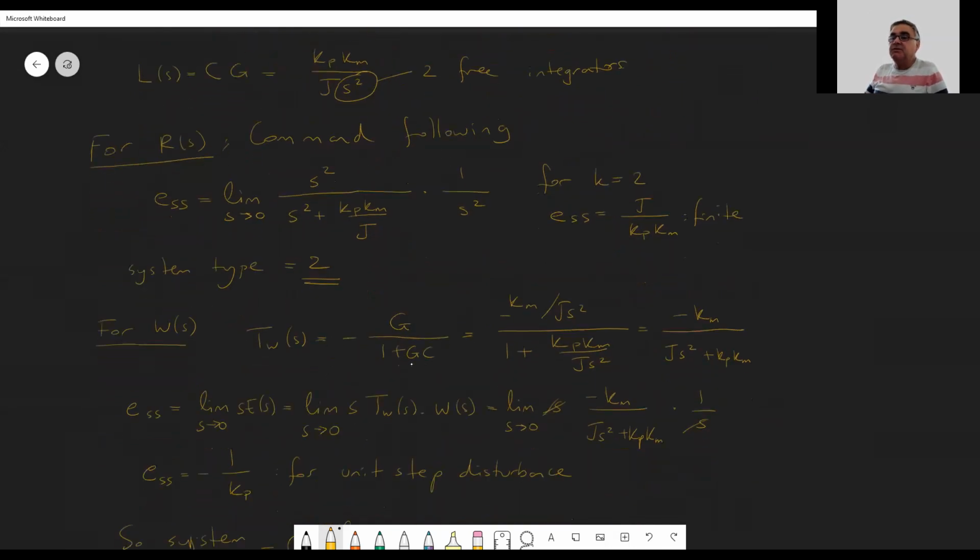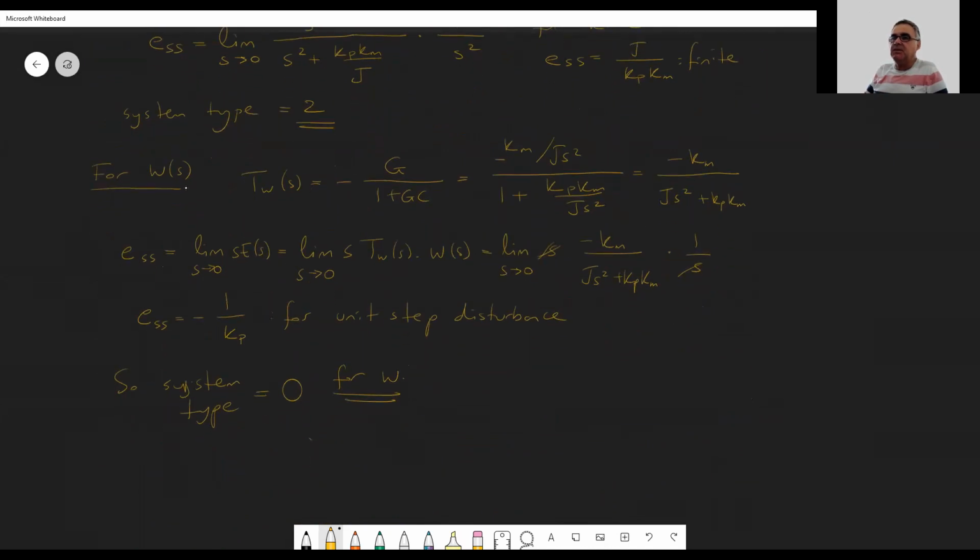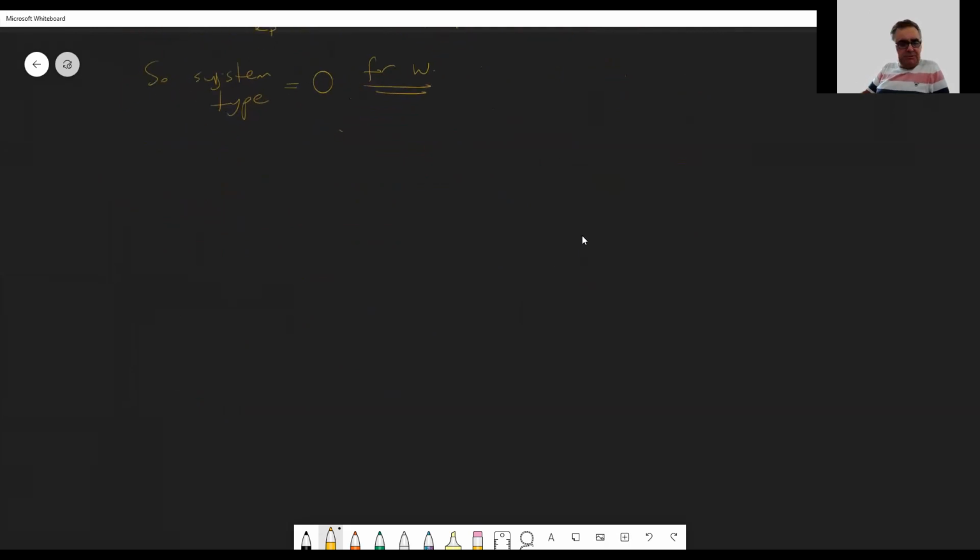But on the other hand, if you try to find the steady state error and system type for the disturbance, you find that the system type for the disturbance is unfortunately 0, which means that the system will give you a steady state error for a step disturbance, which is not good actually. Even if you have a step, the system cannot recover from a step disturbance.